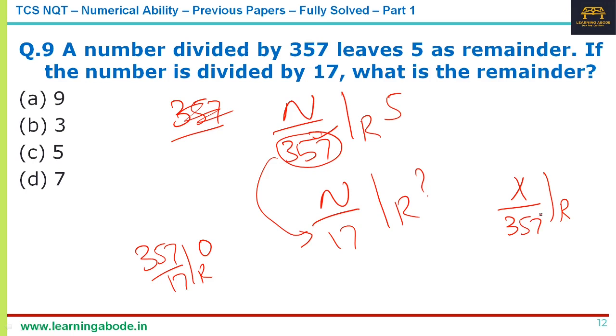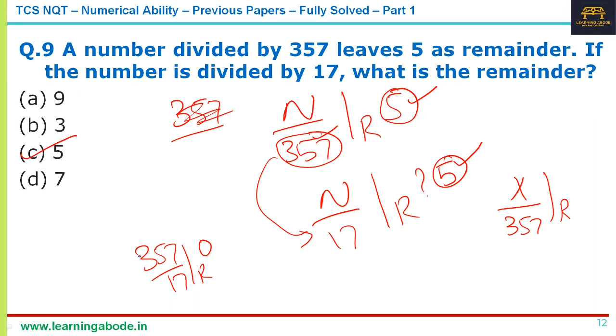Let's say you take a number like 120. If x is divisible by 120, then x is divisible by all the factors of 120, like 1, 2, 3, 4, 5, 6, 8, etc. Likewise here, all the factors of 357, like 7 or 3 or 21 or 17. It is divisible by all those numbers. Now here the remainder is 5. When you're dividing by 17, the remainder here would be 5 only. So the answer is 5.